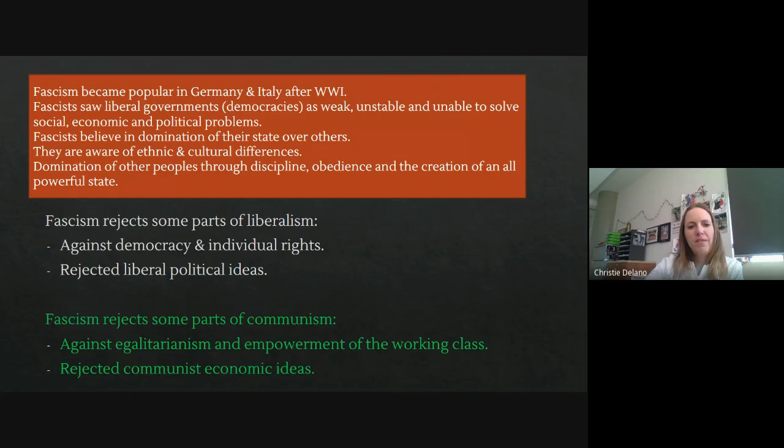So ultimately speaking, fascism rejects various parts of liberalism in that it's against democracy. It's against individual rights and freedoms. It rejects liberal political ideas. And these fascists saw liberal governments or democracies as unstable and weak and unable to solve the social and economic and political problems of the past. And so this is what, using propaganda, opened the door to the emergence of the totalitarian state in Nazi Germany and in Mussolini's Italy.